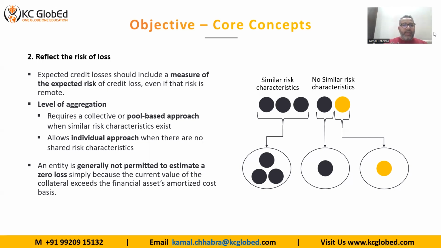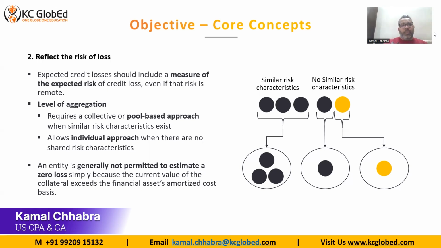So what does it mean? Reflect the risk of loss. First, expected credit loss should include a measure of the expected risk of credit loss, even if that risk is remote. So in all these categories, first you need to do the segregation and the aggregation of similar risk. First, you need to segregate what all categories of risk are there, and then aggregate what all risks are of similar nature, and then evaluate those kinds of risk in one go. Whereas the separate risks need to be evaluated separately.